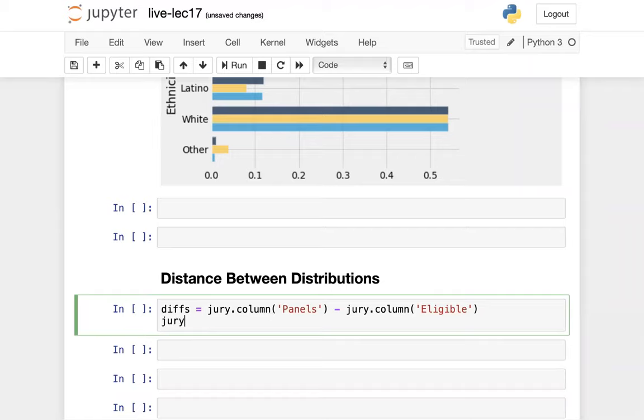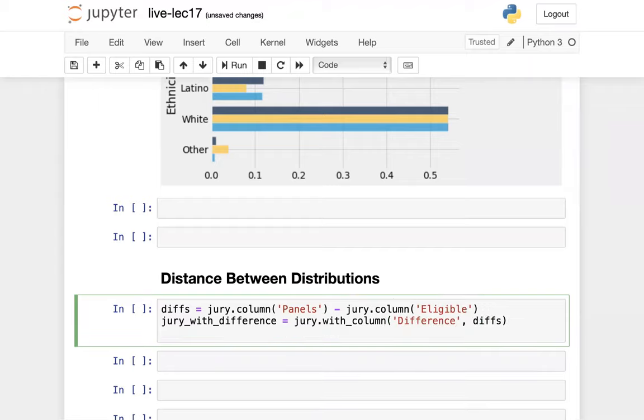And then we can actually add this into the table as well, so we can just visualize it all together. So we'll do jury with column difference. And the difference is just going to contain the diffs that we calculated. And then we can finally go look at what this is.